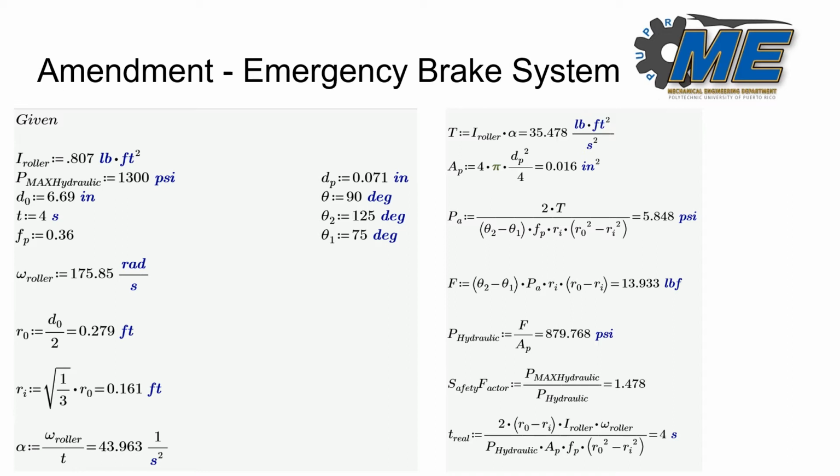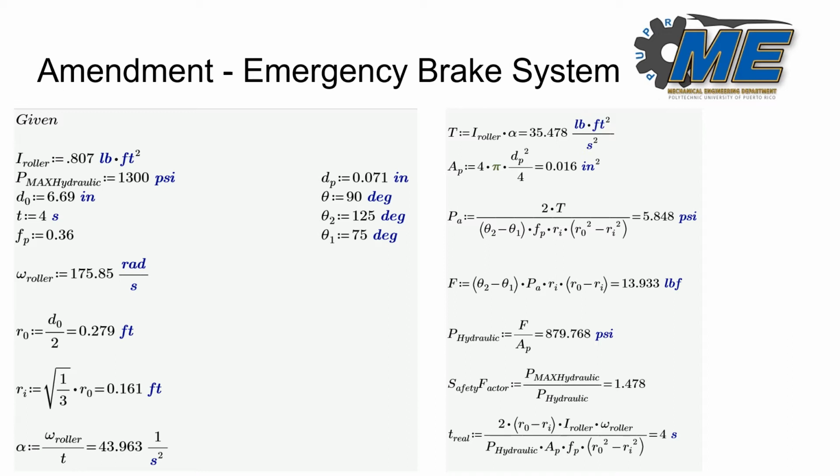The friction of the brake pad is now 0.36, originally 0.31. This changed because now the brake pad is going to be a normal steel one, because ceramic pads do not come in the dimensions needed for this new brake system.